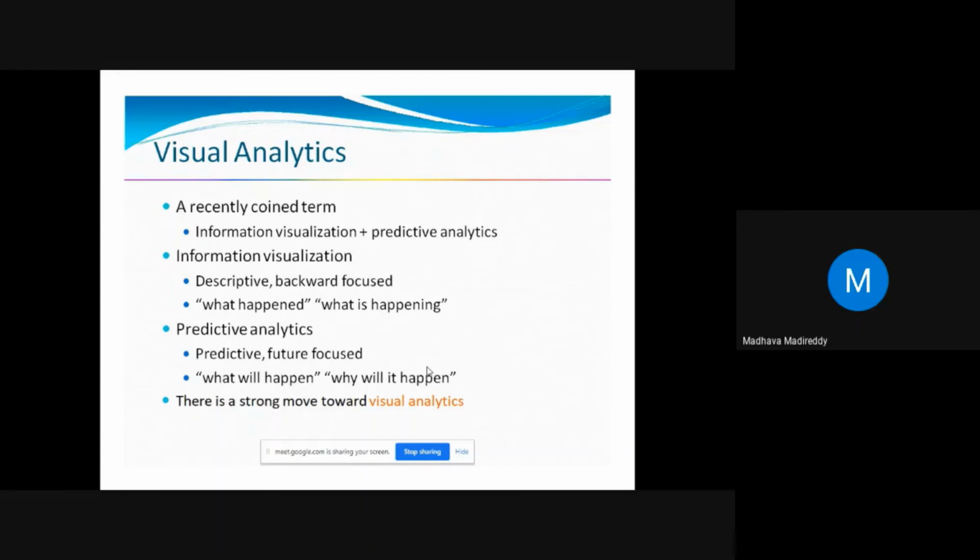A descriptive analytics example would be: how is the performance of McDonald's over the last 15 years? That is what has happened, so that would be descriptive analytics. Then predicting the market share of McDonald's in the coming years, that would be predictive analytics.